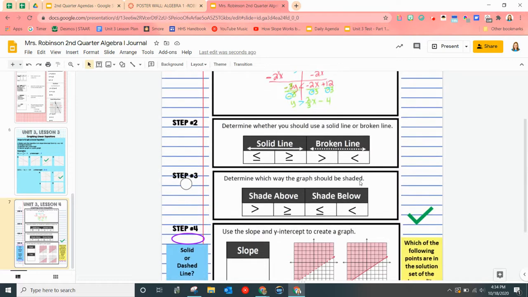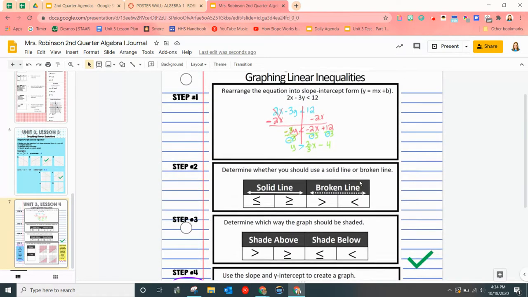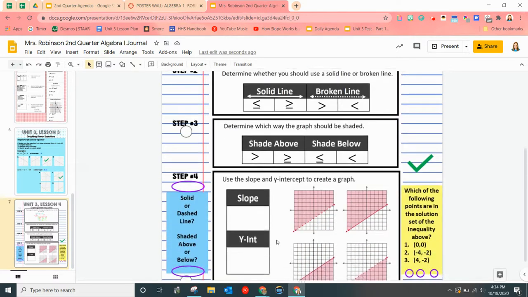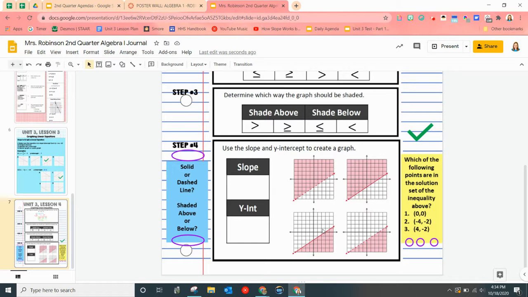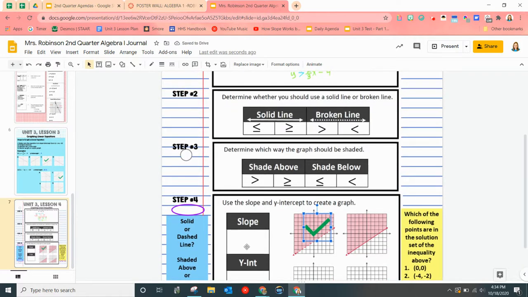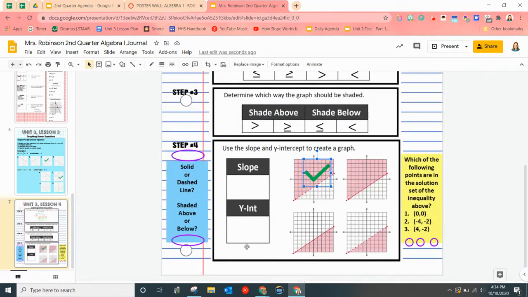We said that our symbol is greater than, so would we shade above or below? Oh, because it's greater than, it's going to have to be shaded above. So we need one with a broken line that's shaded above the line. Do you see there's only one option here? It's right here. This is the one. We haven't even identified our slope and our y-intercept yet. And that's why I put these things over here to help us out.